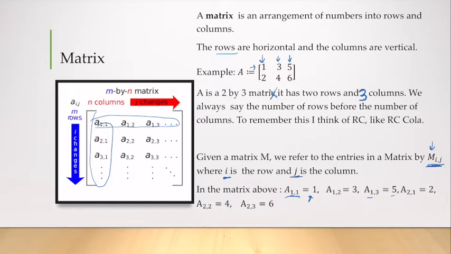Now, in row 2, element 1, that's going to be 2. Row 2, column 2 is going to be 4. And row 2, column 3 is going to be 6. So this is how we label elements in our matrix.